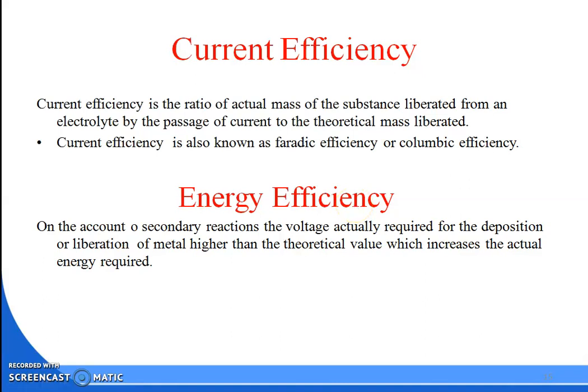Then energy efficiency. On account of secondary reactions, the voltage actually required for the deposition or liberation of metal is higher than the theoretical value, which increases the actual energy required. That is known as energy efficiency.